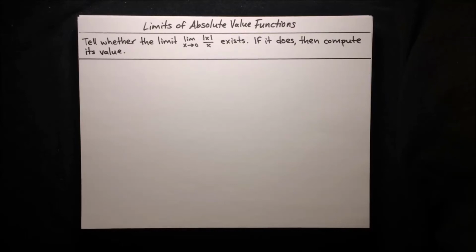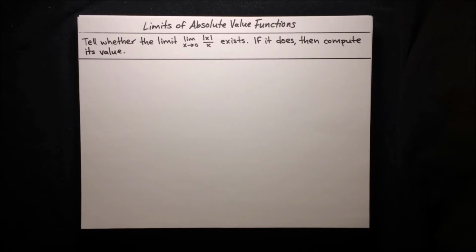In this video, we're going to learn how to evaluate limits of absolute value functions. So here's our first question. We want to tell whether the limit as x approaches 0 of absolute value of x divided by x exists. And if it does exist, then we also want to compute the value.